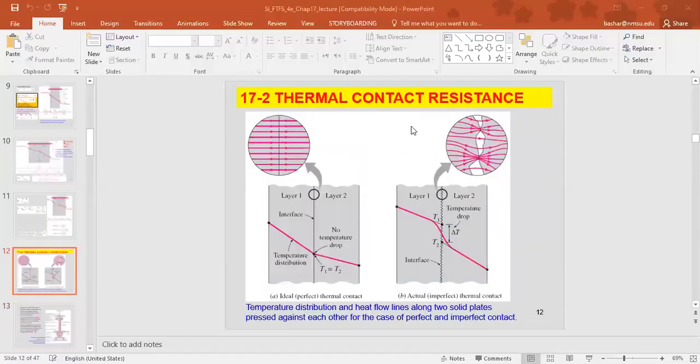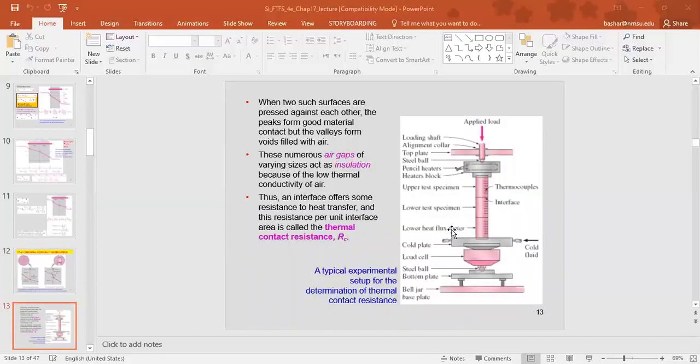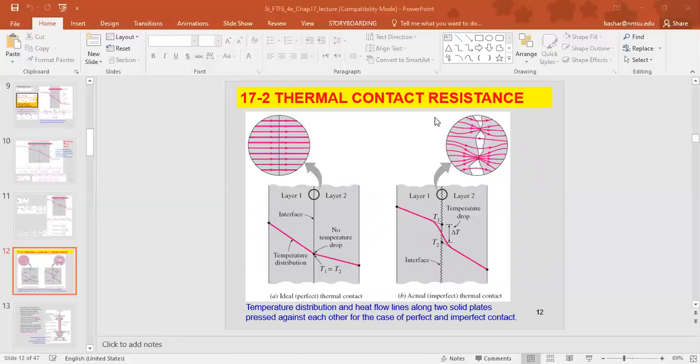If we move to the thermal contact resistance, generally in between two solid layers, it doesn't look as smooth as we can see here. There are gaps that can be filled either with air or with some other fluid, and that would result in an additional resistance called the contact thermal resistance, or the thermal contact resistance. This thermal contact resistance is inversely proportional to the contact pressure. As the contact pressure increases, the thermal contact resistance decreases.